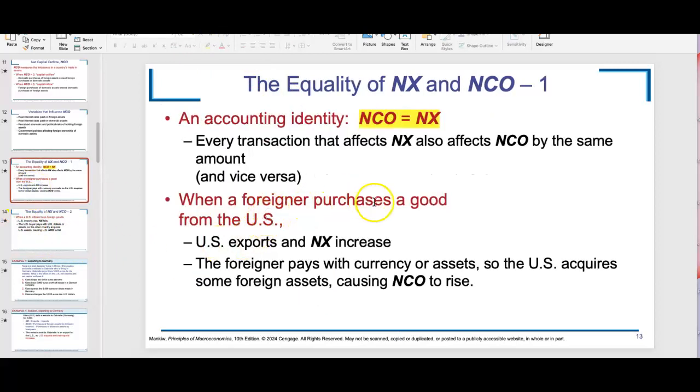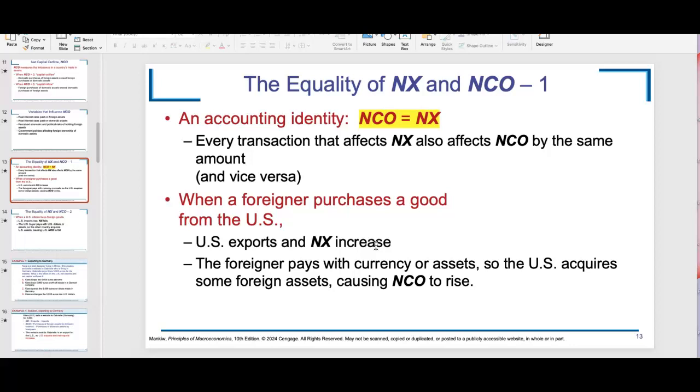So we looked at what happens when U.S. exports increase. The net export increases, obviously. It's negative, it's going to be less negative. Then the net capital outflow rises, right? And it's because there is this entrance of foreign assets into the U.S.